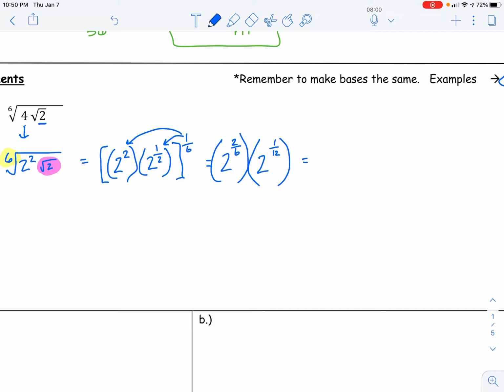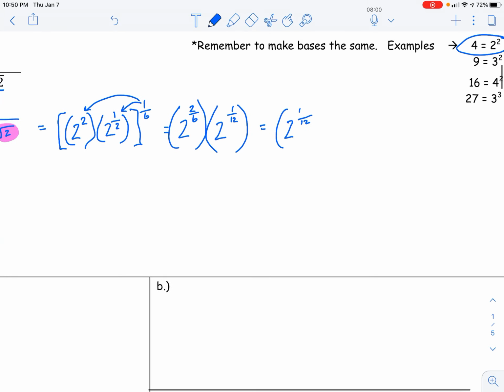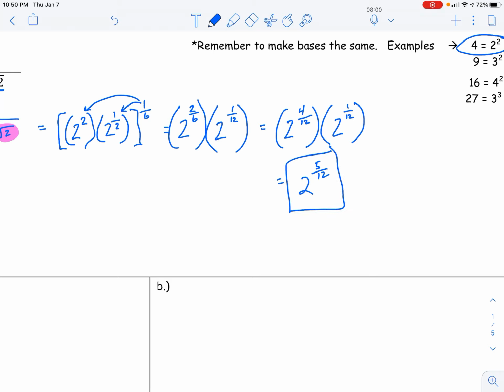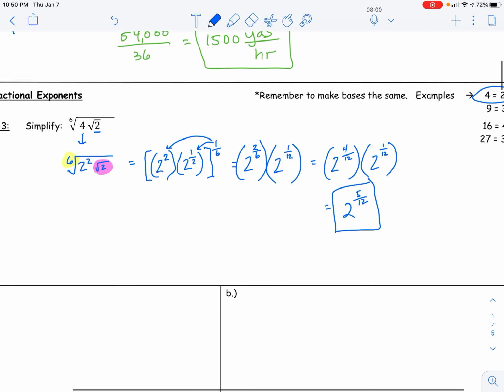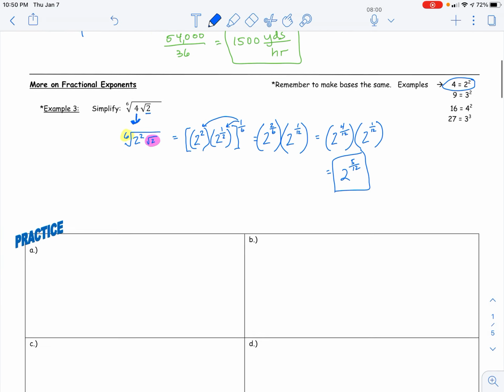Now we add these, but notice I don't have the same denominator, so I'm going to change the denominators real quickly on this one here. That becomes 2, and the exponent is 4 over 12 times 2 to the 1/12. Now I can add my exponents. I'm going to get 2 to the 5 over 12 is how that works out. And that's how you do those problems. Exactly like yesterday, the only new thing being added is making sure we have the same bases in there. So you might have to re-express the whole number that's under there, okay?